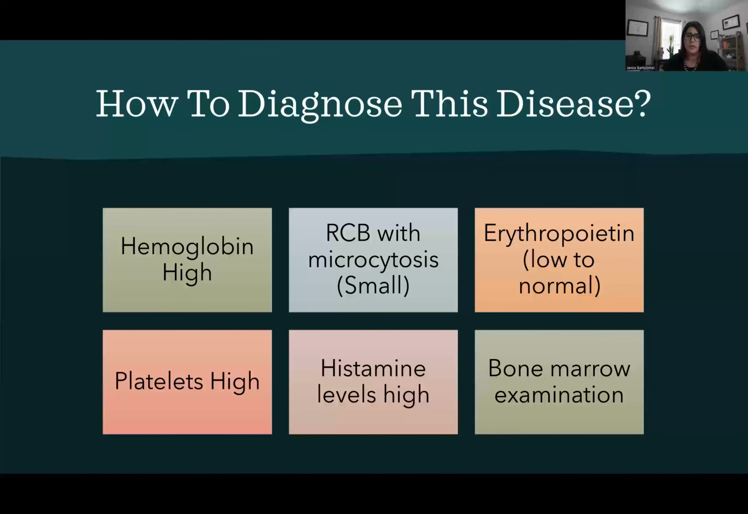Again, we diagnose it with hemoglobin, platelet, just a CBC. You're going to see that the red blood cells are small. You could have erythropoietin either low or normal, but here again, we're going to see a bone marrow examination.